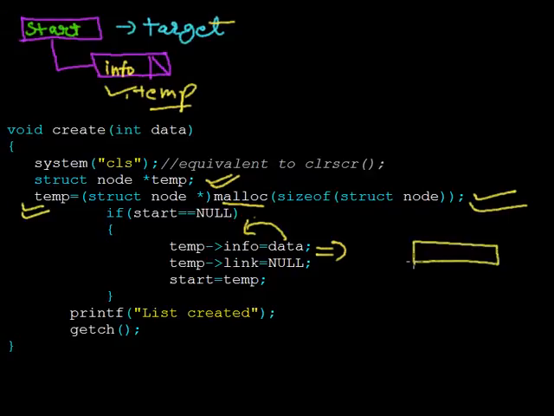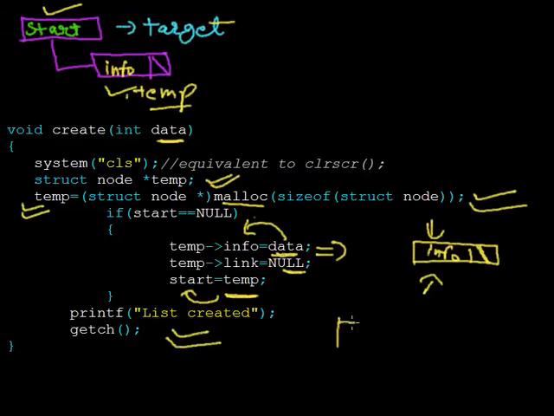Means we have the info part in our temp node. We will copy the data which we have received from the user into this node. So the data is copied to the info part of the node. The link will be overwritten by a value null, as this is the first and also the last node of the linked list, and we will copy the address of temp into the special pointer start, and we will print the message list created, and our function will exit.